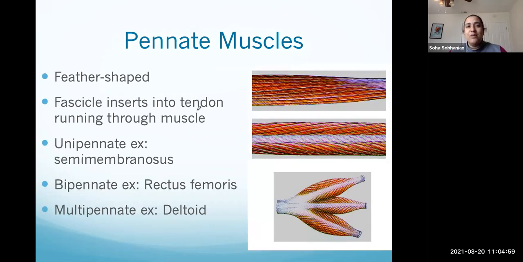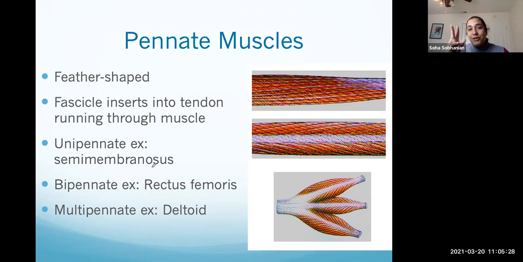Pennate muscle is the one that's shaped like a feather. So you basically have your tendon running right in the middle of the muscle, and all the fascicles are coming into this tendon. If you have one of these tendons running in the muscle, that's called unipennate, like your semimembranosus muscle, another muscle of your hamstring, the back of your thigh.